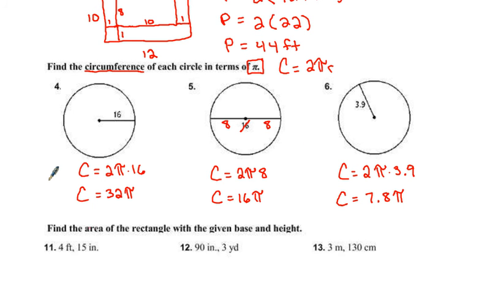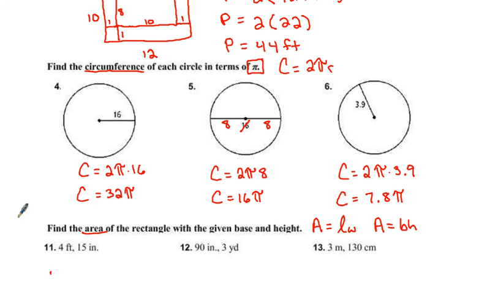Okay, for this last one, it says find the area of a rectangle with the base and the height. Usually area is given in length and width. But guys, base and height and length and width are the same thing. So the area formula is usually given as length times width, but that's the same thing as area equals base times height. They're interchangeable in a rectangle.